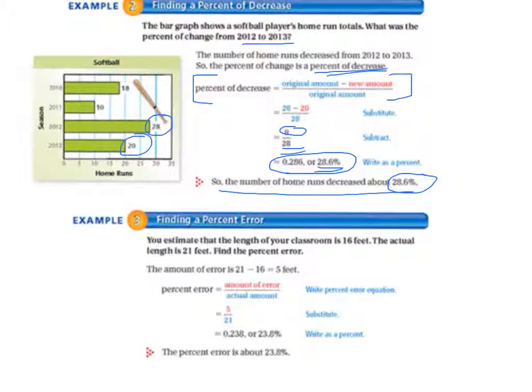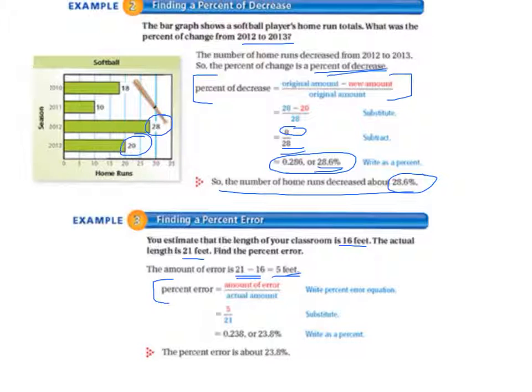Example 3, we're finding a percent error. You estimate that the length of your classroom is 16 feet. The actual length is 21 feet. So we're going to find the percent error. The amount of error is 21 minus 16. So we're off by 5 feet.